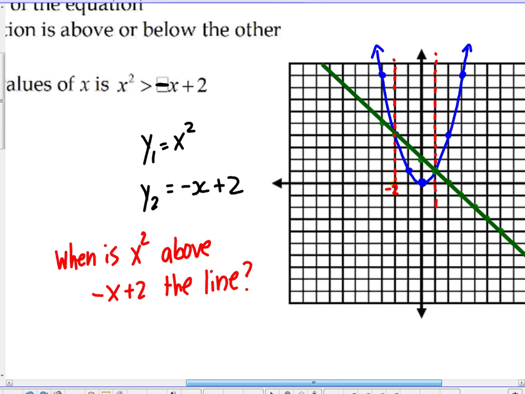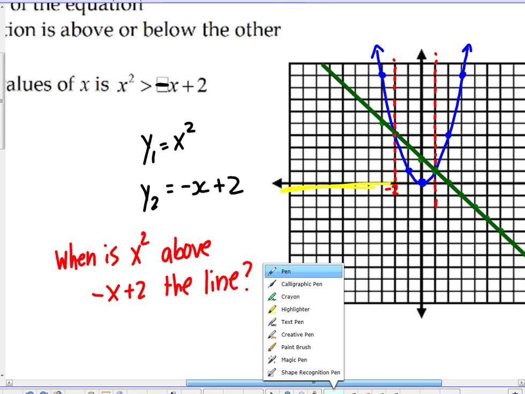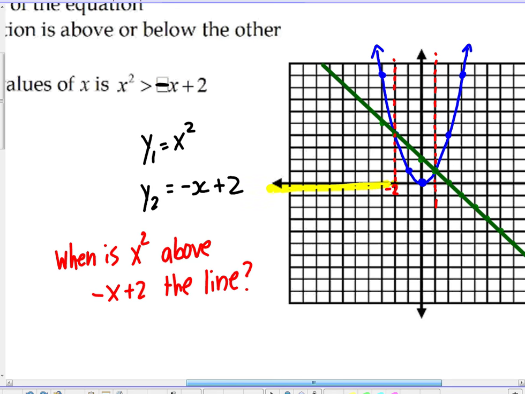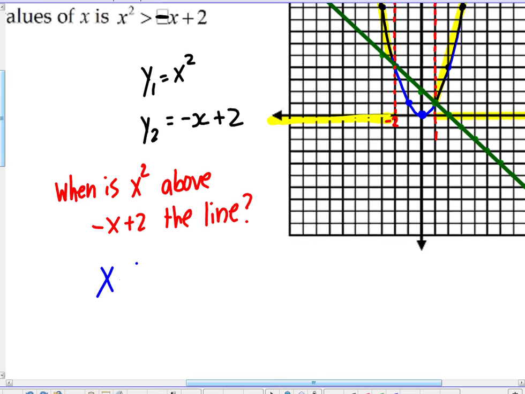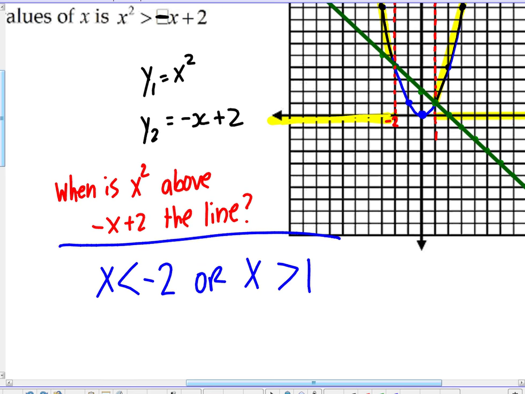So our quadratic is above when we are less than negative 2, and greater than 1. Right here, there and there. Would you agree with that? We're okay with this? Okay. So our solution is when x is less than negative 2 or when x is greater than 1. There you go. Is there an equal to in the question? No, there wasn't.